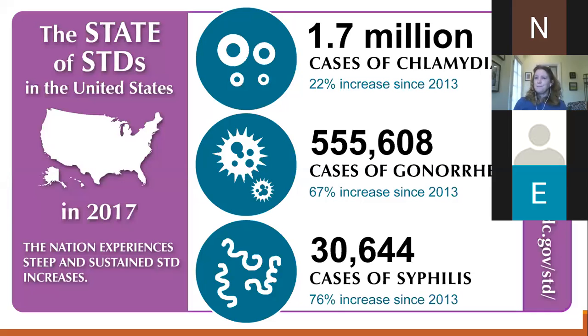Okay, so the state of STDs in the United States, and this is just from a couple of years ago, but what we're seeing is an alarming increase in cases of chlamydia, which is very common in the college age group, especially people under the age of 25. There is also a significant increase in cases of gonorrhea, and we're seeing this especially in cis men who have sex with cis men. A lot of rectal, oral, and urethral gonorrhea.